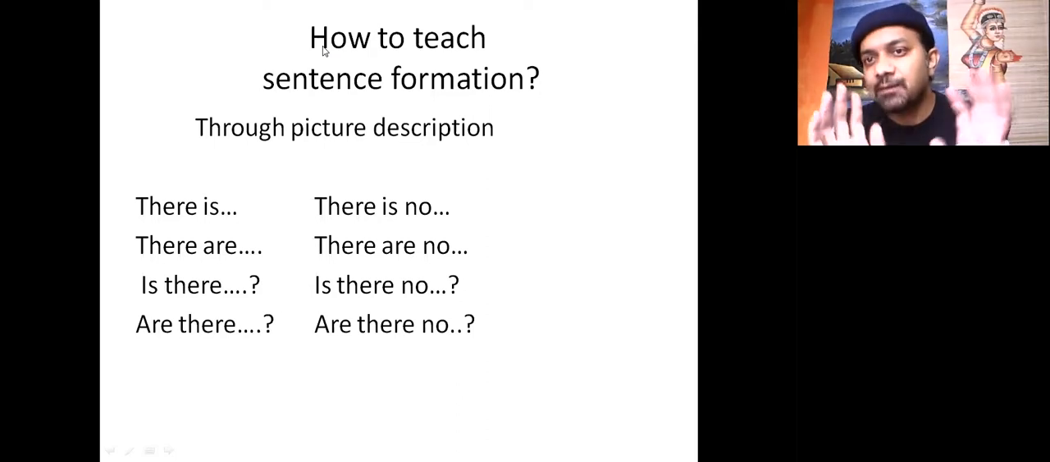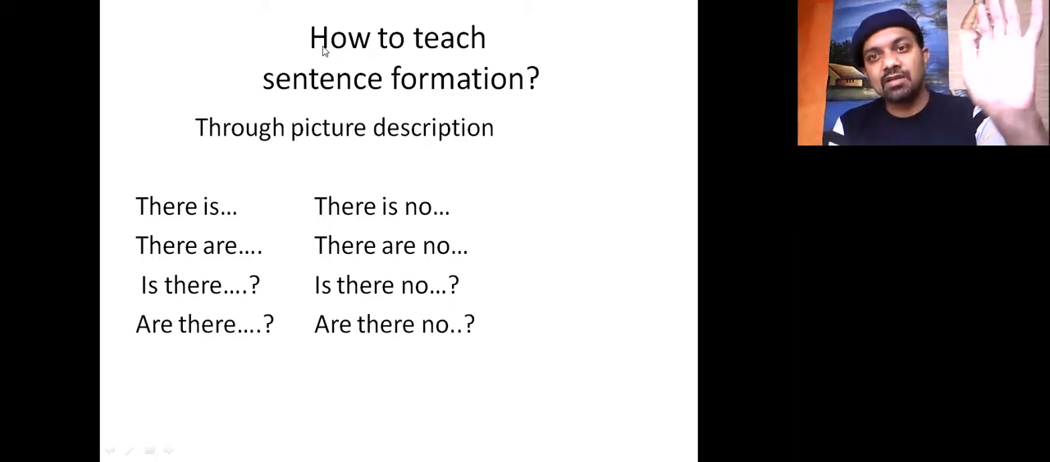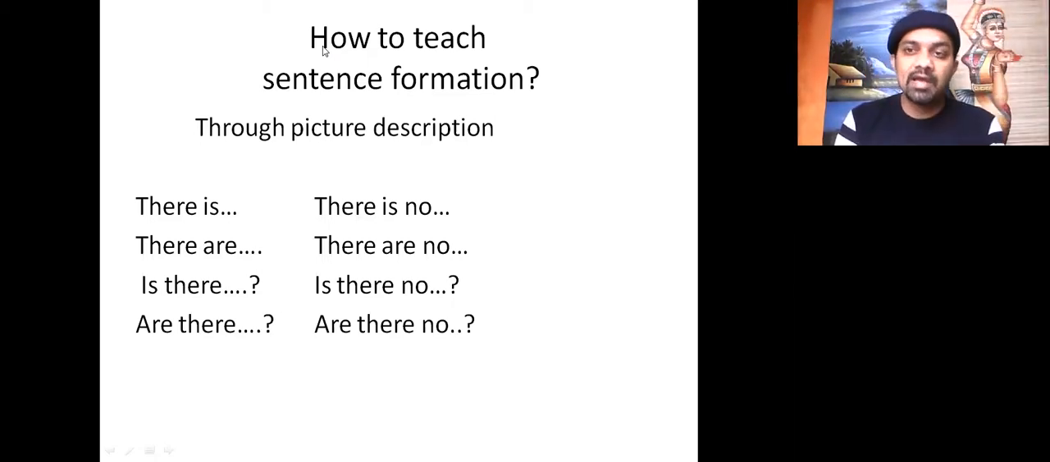So you can start with these sentence starters or these words: there is, there are, there is no, there are no, is there no, are there no. You can give these words, and again, you can write these words on the board. Incomplete sentences, but let the children construct sentences of their own by looking at the picture.